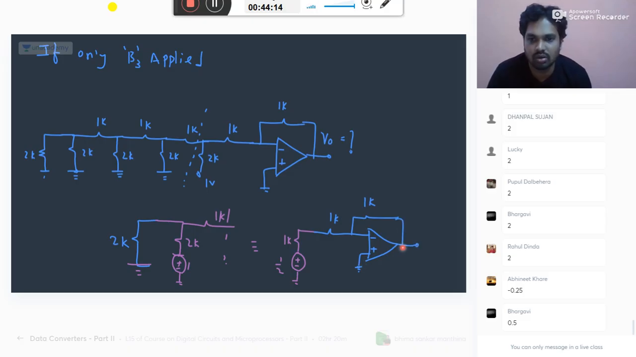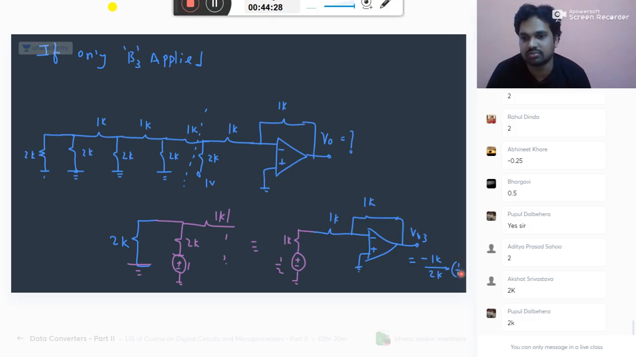This is the V0 for B3, that is equal to minus 1K by, Aditya, please carefully check it. What is that? 1K or 2K? 2K into 1. Okay? Understood?